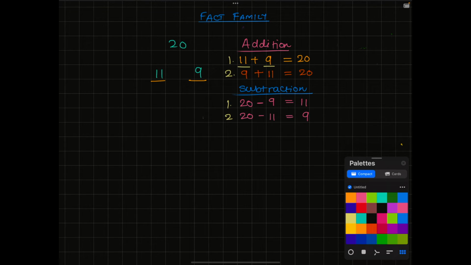So that is why these are the fact families. That means there is a connection between these 3 numbers, so that we can come up with 2 addition equations and 2 subtraction equations. So this is the basic one. As we progress in math, we should be able to understand and come up with fact families in connection with multiplication and division also.